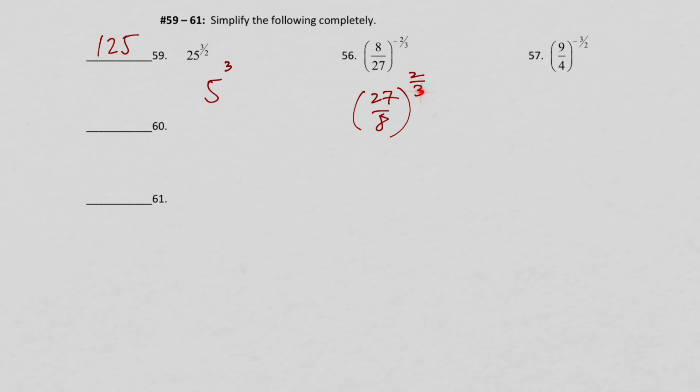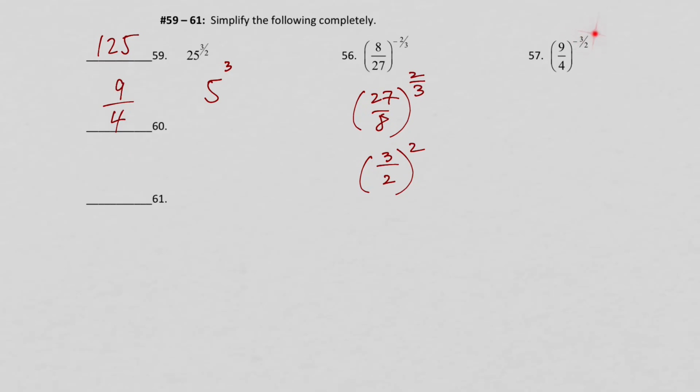Now I'll do the bottom, which is the cube root. Cube root of 27, the cube root of 8. Cube root of 27 is 3, cube root of 8 is 2. And finally, we have that exponent left. Square 3 and square 2, and you get 9 over 4.